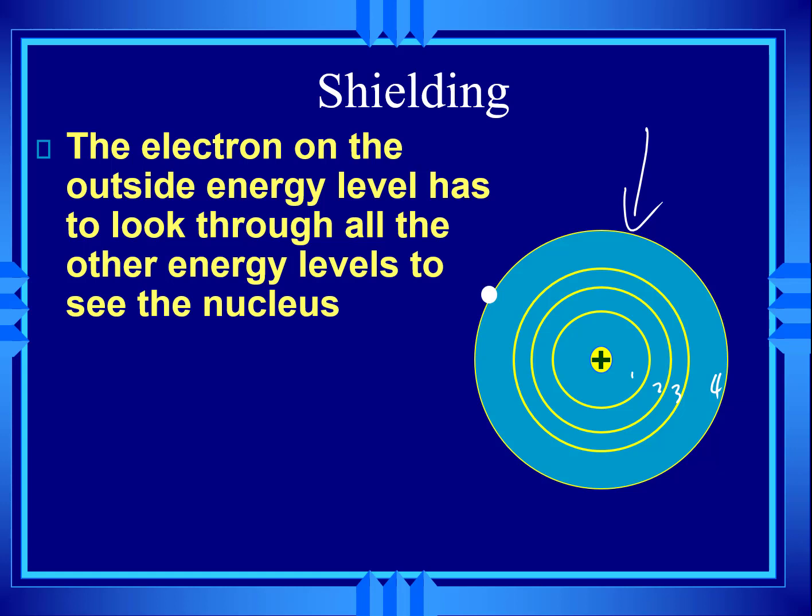Okay? But in order for this electron to be attracted to that nucleus, there's all these other electrons. Each one of those rings is a bunch of electrons. So I've got negative charges between my electron and the nucleus. The inside layers get in the way.